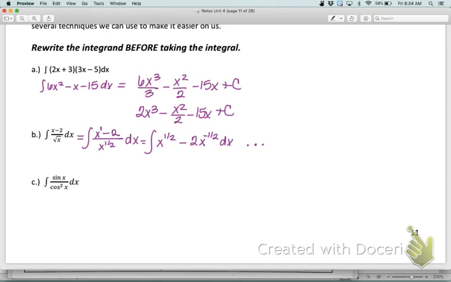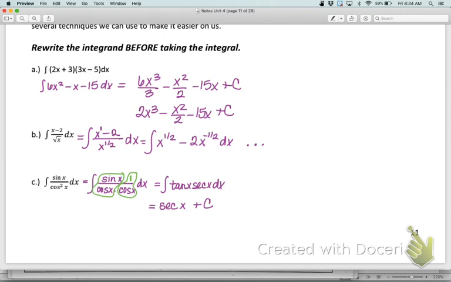For c, again, no quotient rule, but we can think about what we know about our identities here. This could be sine of x over cosine squared, which is sine over cosine times 1 over cosine, dx. So this piece here, sine over cosine, we know is tangent, and this piece here, 1 over cosine, is secant. So this is the integral of tangent x secant x dx, also known as secant x tangent x, and we know that that is the derivative of, that is not that one. That's the derivative of secant of x. The derivative of secant is secant tangent. So the integral of secant tangent is secant plus c.